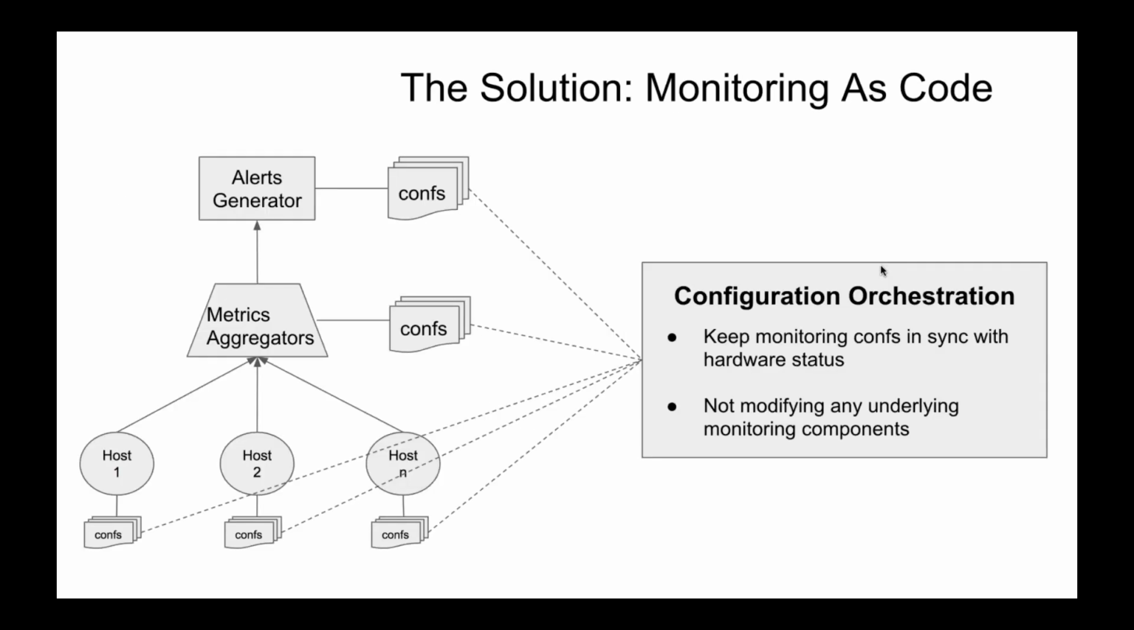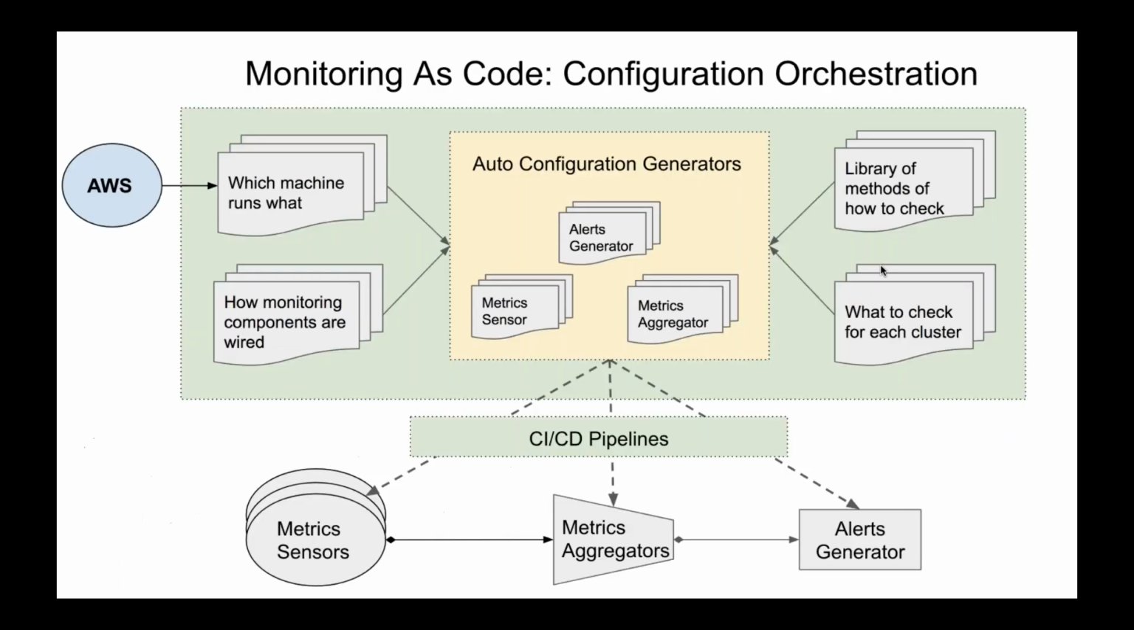So we solved this problem by introducing a configuration orchestration layer that tries to keep the monitoring configurations in sync with the hardware status. And this is sort of a middleware layer. We are not modifying any underlying monitoring components. We just automatically generate the configurations. So to explain a little more about this project, let's look into this architectural diagram.